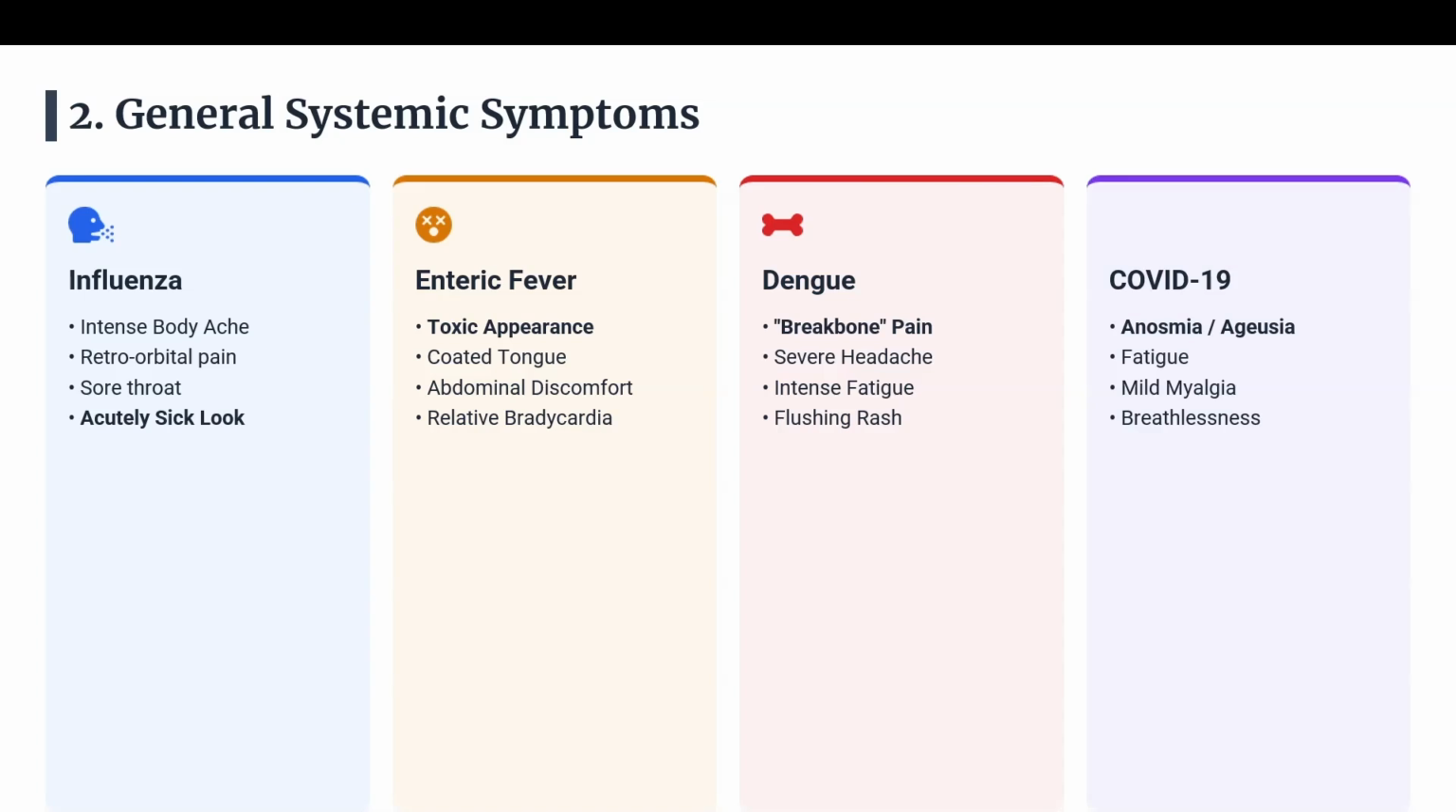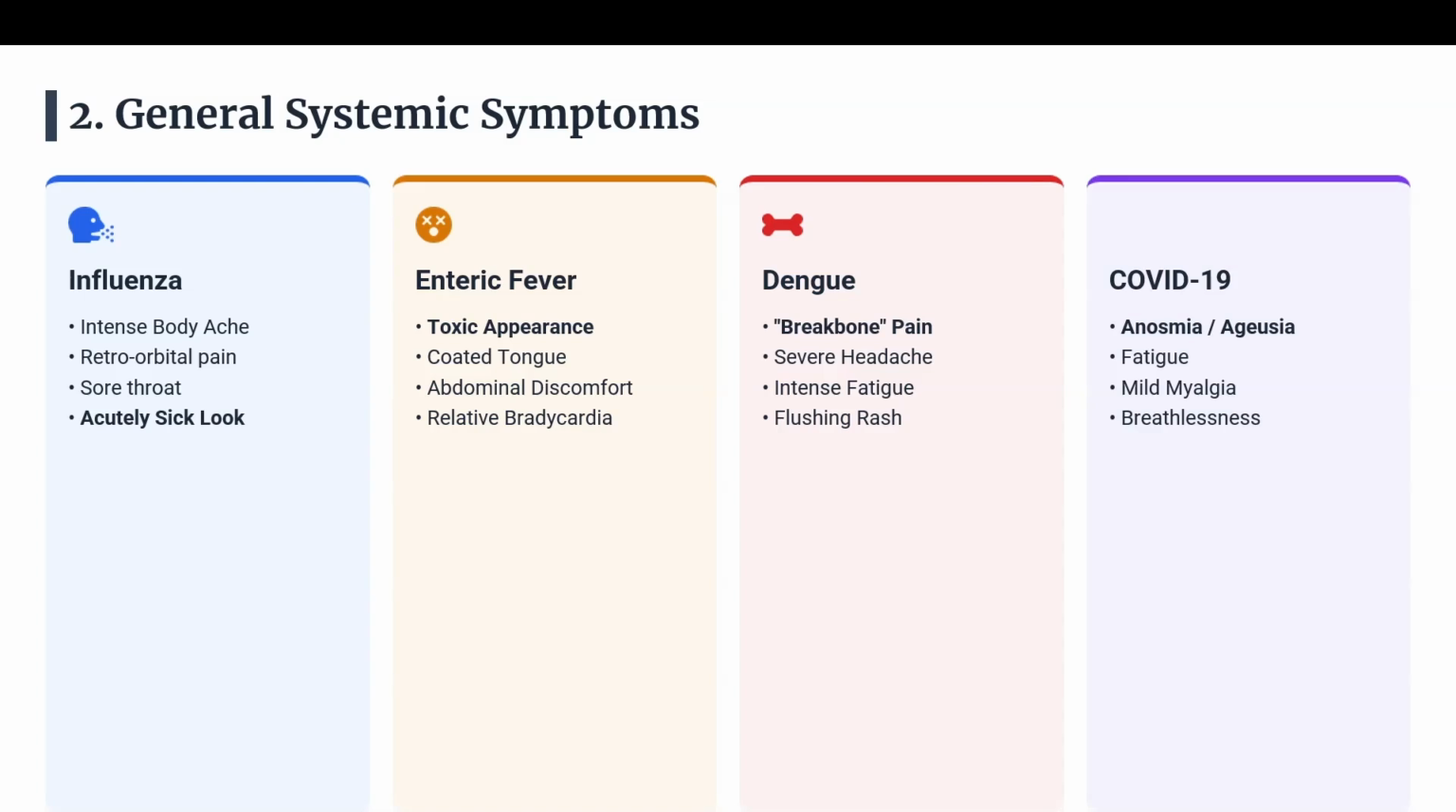In dengue fever, there will be breakbone pain. It's also called breakbone fever, where there will be pain everywhere, in every joint in the body, from the neck to the shoulder joint, elbow joint, and the small joints, knee joint. The patient will have severe headache, especially in the frontal region, radiating up to the occiput also. There will be intense fatigue. There will be flushing of the face and skin due to the vasculopathy, and there will be rash.